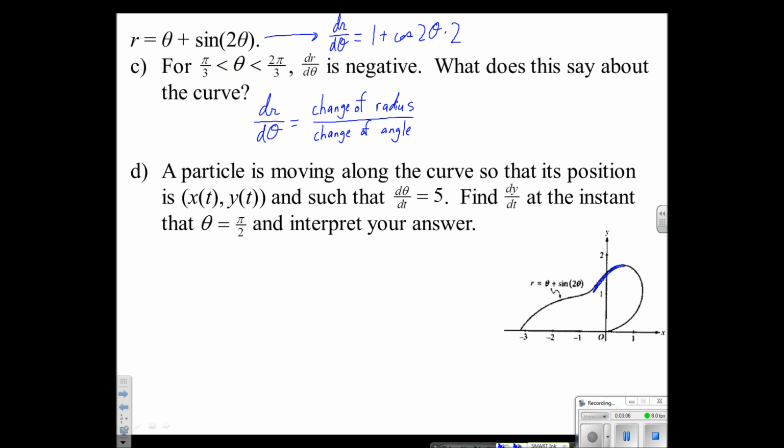Okay, so the particle is moving along the curve so that this is its position, x of t, y of t, such that d theta over dt is equal to 5. So we saw on the previous slide, and we wrote this out already, that x was equal to r, where r was the equation theta plus sine 2 theta. So r times cosine theta. And y is equal to r times sine theta.